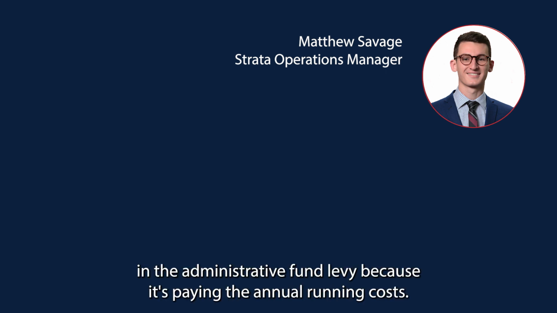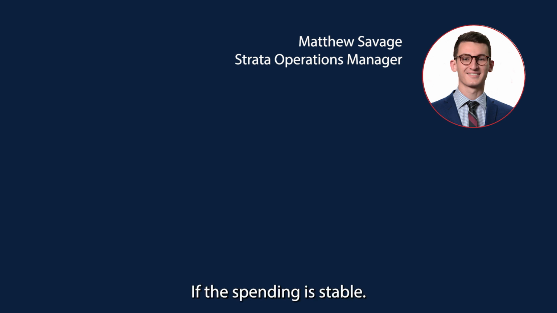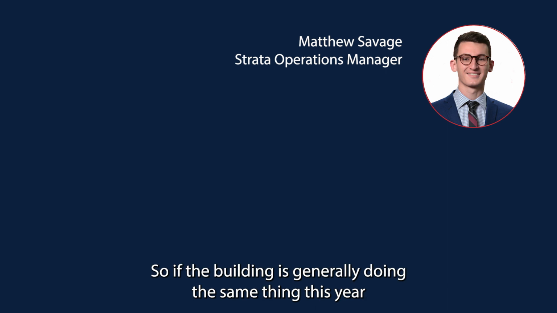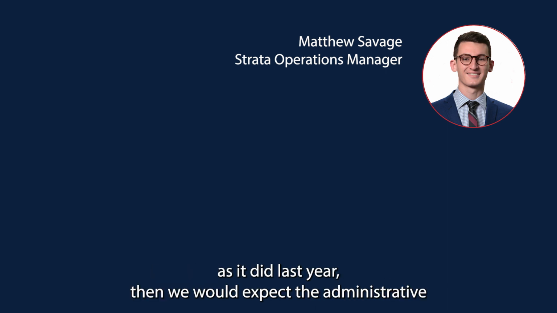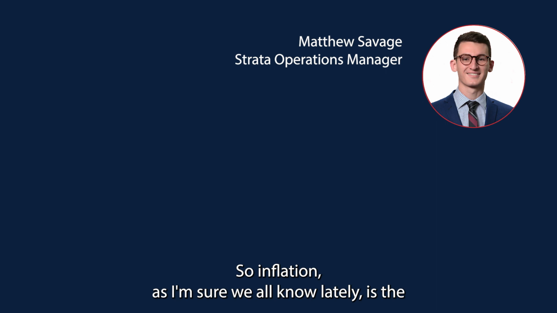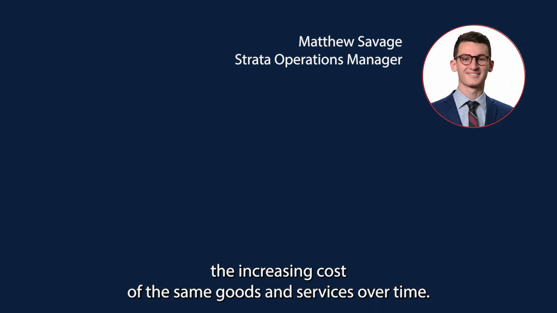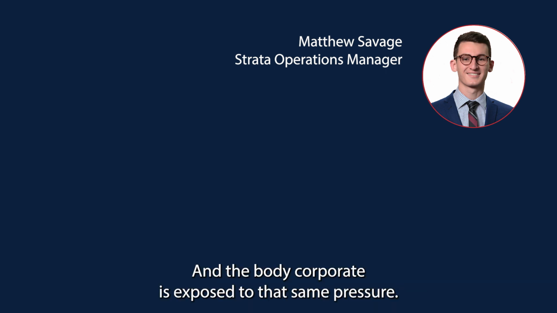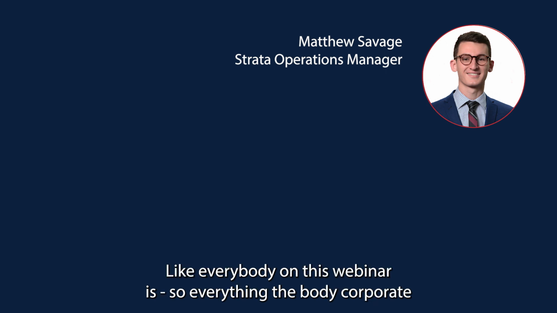In terms of trends in the administrative fund levy, because it's paying the annual running costs, if the spending is stable, so if the building is generally doing the same thing this year as it did last year, then we would expect the administrative fund levy to generally rise with inflation. So inflation, as I'm sure we all know lately, is the increasing cost of the same goods and services over time. And the body corporate is exposed to that same pressure like everybody on this webinar is.